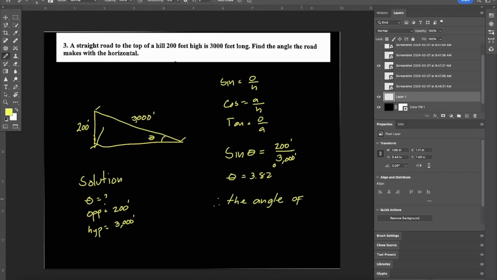So our final statement will give us the angle of elevation is 3.82 degrees. And we're done with example number 3.